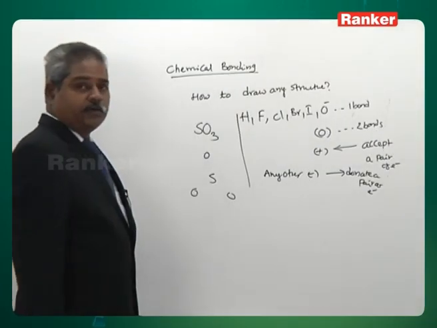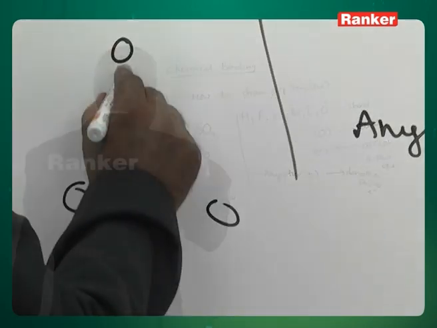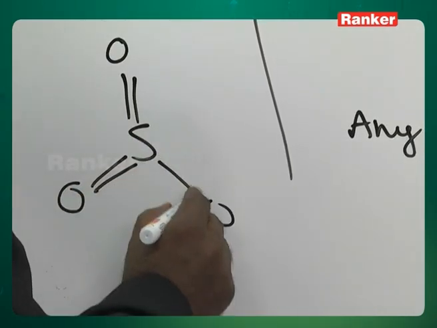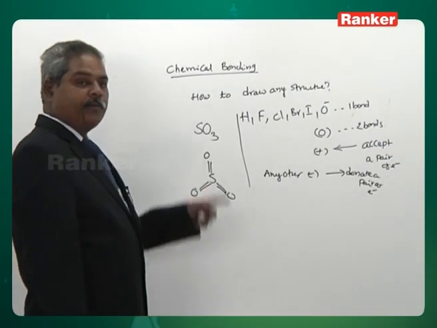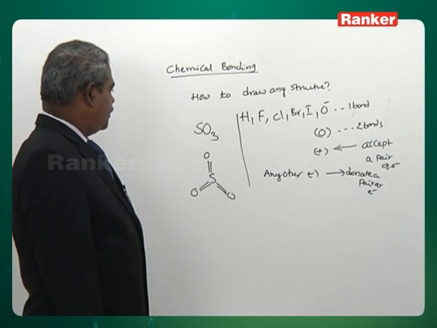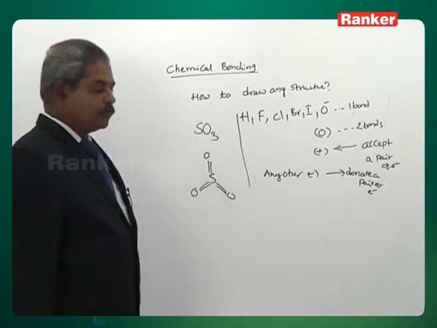What is the role of oxygen? We already discussed. Oxygen forms 2 bonds. Now we have got 3 sigma and 3 pi bonds. SO3: 1 sulfur, 3 oxygens, each of them forming 2 bonds.